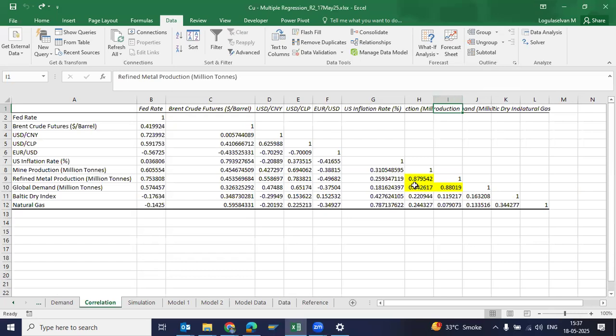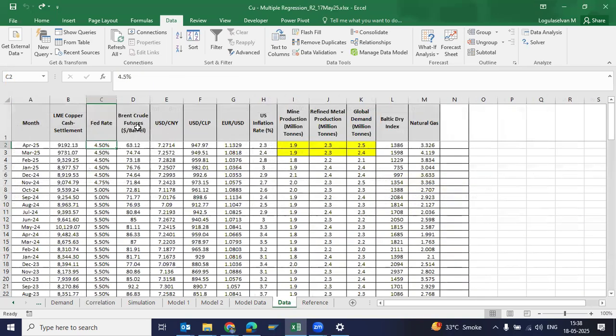So here we are finding values above 80 at only 3 places. So we have highlighted them. These 3 are related to the mine production, refined metal production, and global demand. So we consider refined metal production, which should act as a common factor. So we will be removing mine production and global demand in the regression model creation, and we will go ahead with that. So what we did was we removed column I and K and went ahead with the regression analysis.